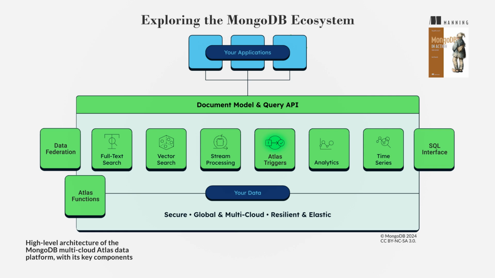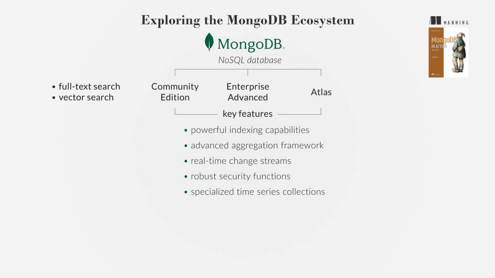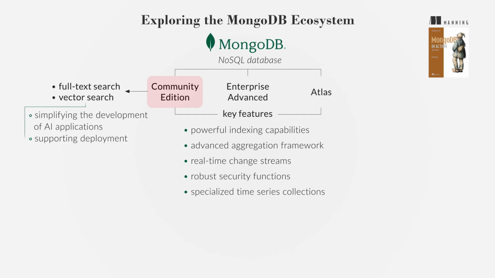With these enhancements, Atlas has evolved into a comprehensive developer data platform, supporting the entire application development lifecycle. Full-text search and vector search will be available in MongoDB Community Edition, simplifying the development of AI applications and supporting deployment in various environments.